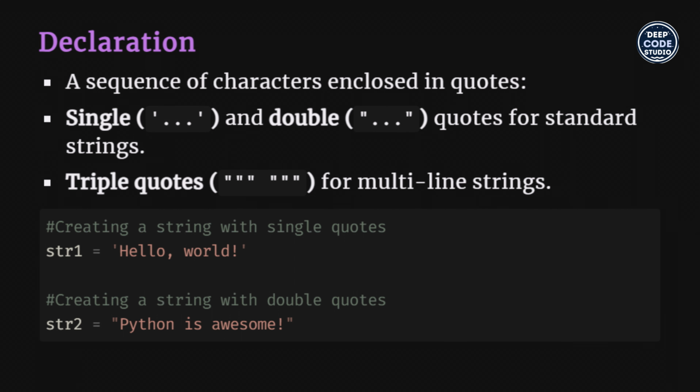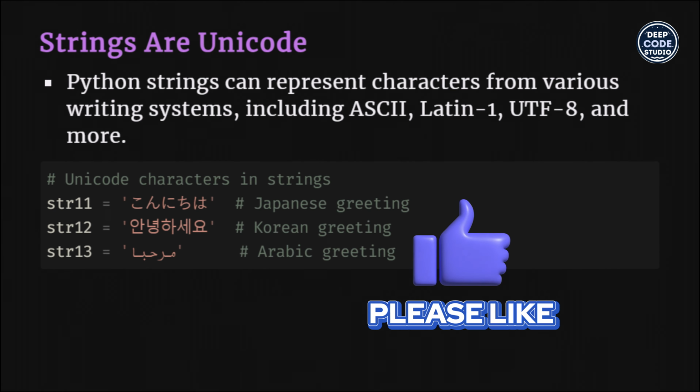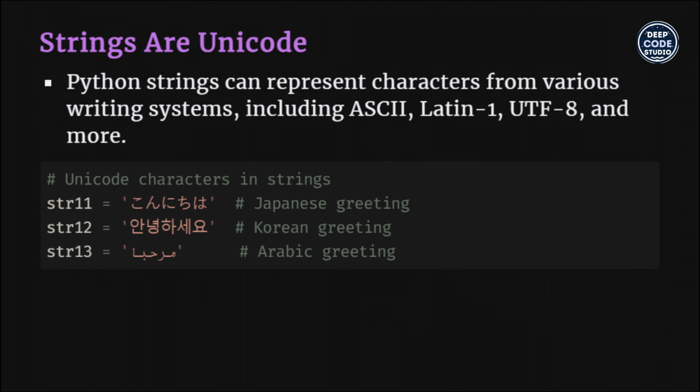Another useful property of strings is Unicode. Python strings are Unicode, which means they can represent characters from different writing systems, whether Chinese, Latin, or Japanese. You can support all kinds of character systems. And this makes Python strings suitable for handling text in different languages and scripts. For example, if you want to declare a Japanese string or a Korean string or an Arabic string, then you can do it this way.